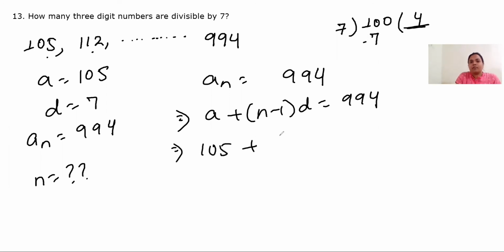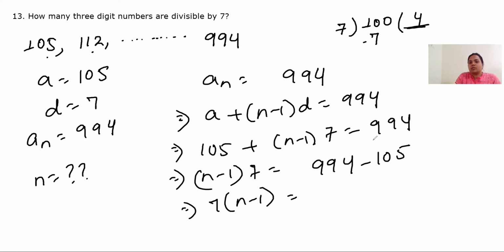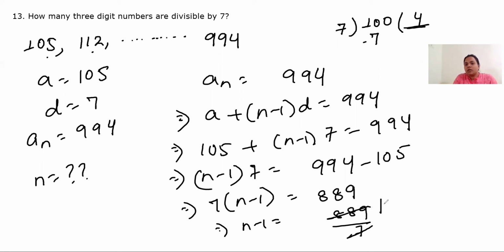A is 105, n minus 1, D is 7, this is 994. So we'll take 105 that side, 994 minus 105. So 7 into n minus 1 is equal to 889. n minus 1 is equal to 889 by 7. This is equal to 7 ones are 7, 7 twos are 14, and 7 sevens are 49. n minus 1 is 127.